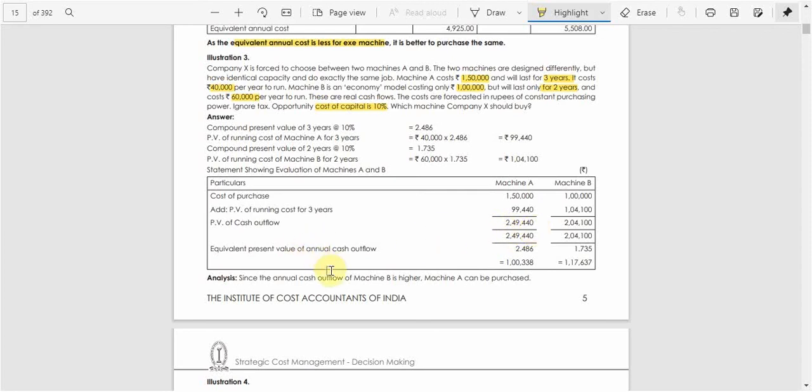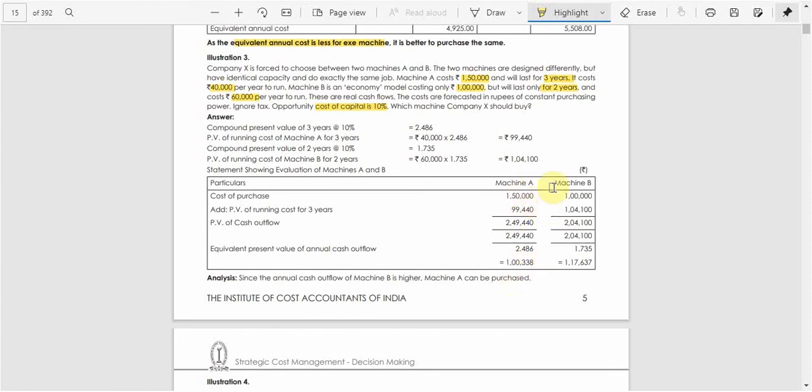And we need to arrive at the equivalent annual cash flow. So again we need to divide this value by 2.486 because it is for the 3 years. So okay, when we divide this 2,49,440 by 2.486, the annual cost of the machine comes as 1,03,038. That is for machine A.